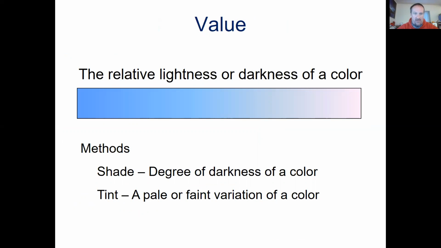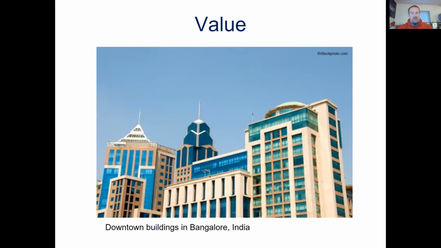Value is the relative lightness or darkness of a color. There are different methods to get the value that you want. Shade is the degree of darkness, and then tint is a pale or faint variation of a color. Here are some buildings in downtown Bangalore, India, that show some different values of blue and green.